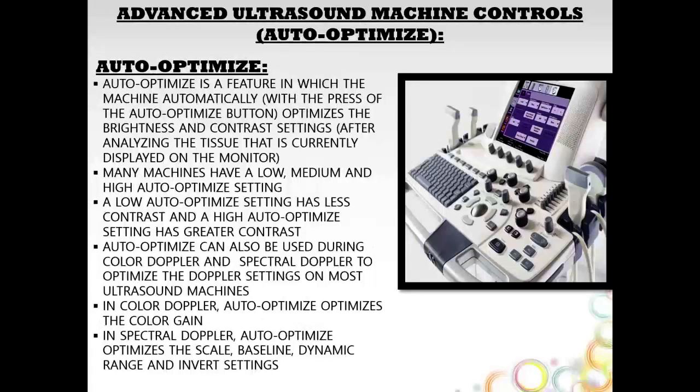Auto optimize. This is a button on an ultrasound machine that we can press. This is where the machine will automatically optimize the brightness and contrast settings. So it adjusts your grayscale maps, that type of stuff, to give you a really pretty picture. We can also press auto optimize when we have color Doppler or spectral Doppler on, and the machine will automatically optimize the settings for you. Sometimes when it optimizes settings, you turn out with a perfect picture. Sometimes you press it and it's not all that helpful, but it's a button to keep in mind. Sometimes you hit it and it does a lot of the work for you.